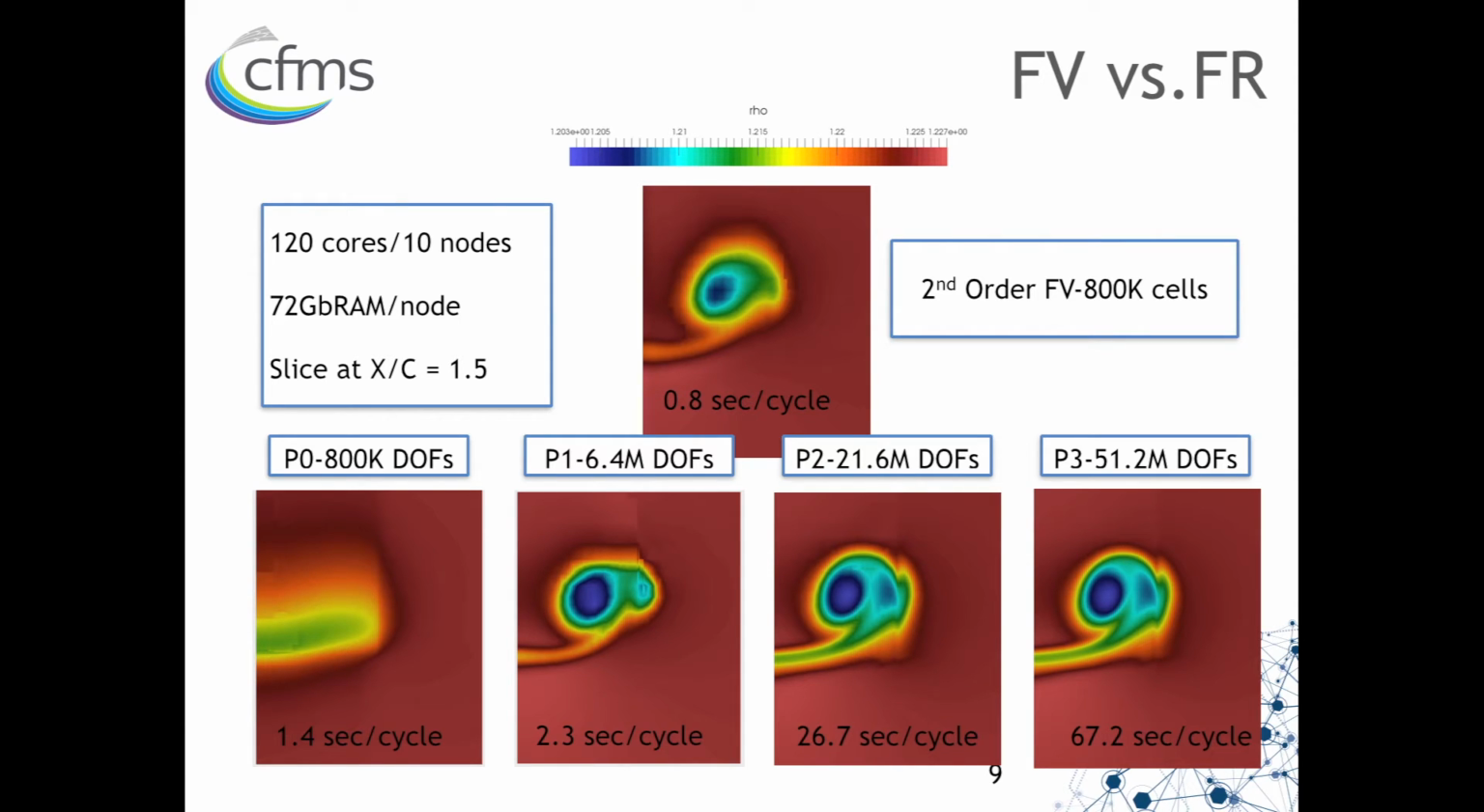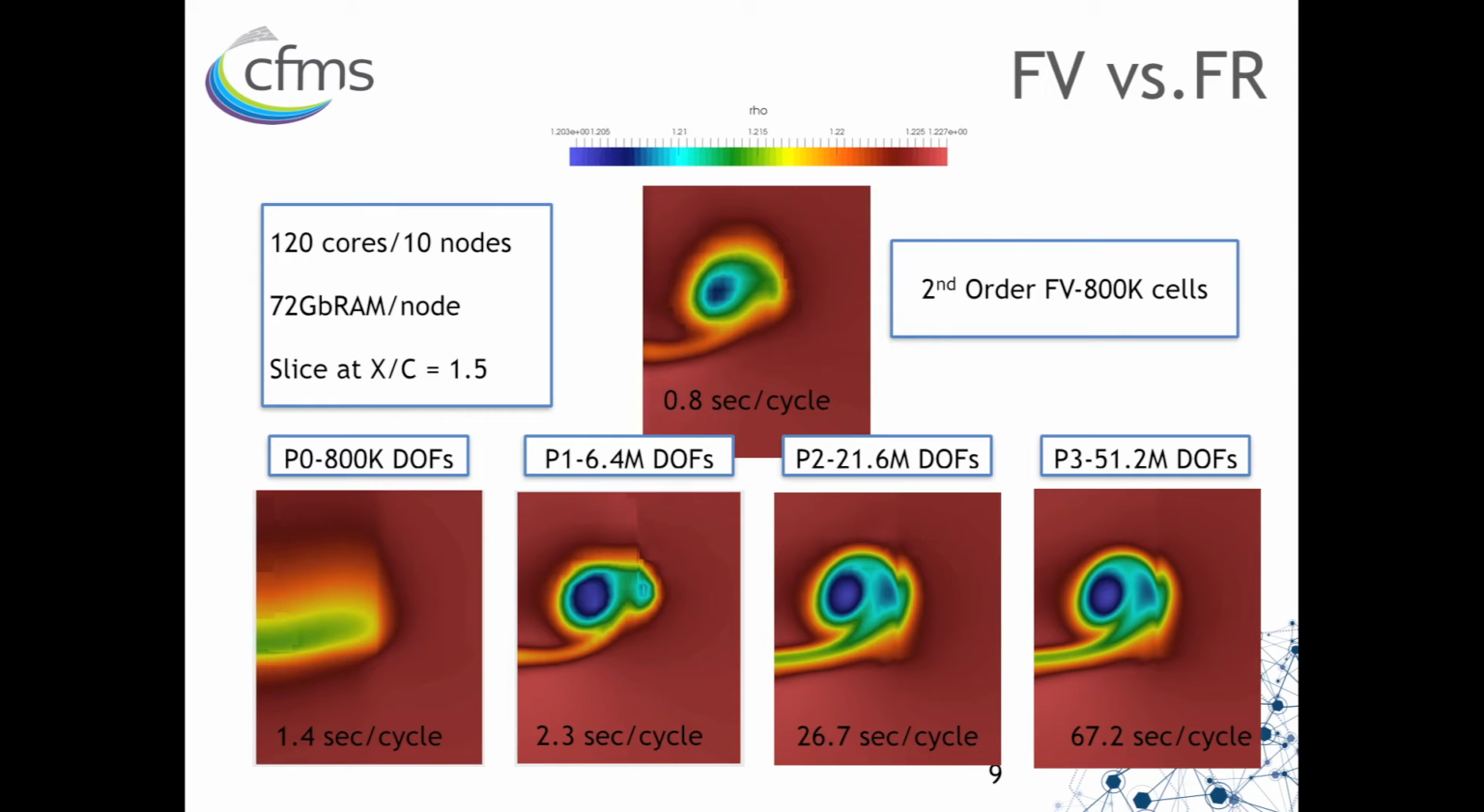but the computational time increases quite dramatically. But by comparing just the P1 polynomial with the second order finite volume solution, you can see that these methods really capture the pairs of vortices very well.